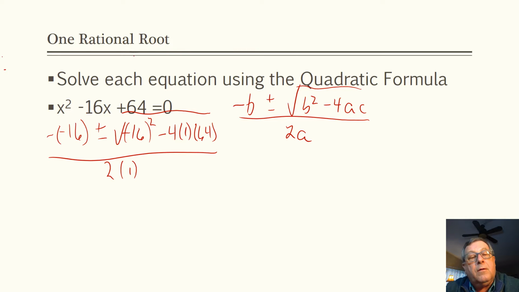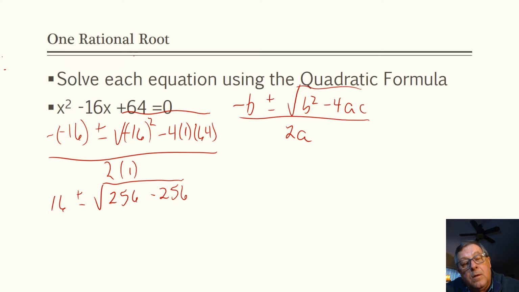Okay, I'm going to need a calculator on this for sure. So we got 16 plus or minus the square root of, what is negative 16 squared? That's 256 minus 4 times 1 times 64. So that's just going to be negative 4 times 64. Well, Shazam, that's negative 256. Square root of that over 2 times 1, which is just 2.